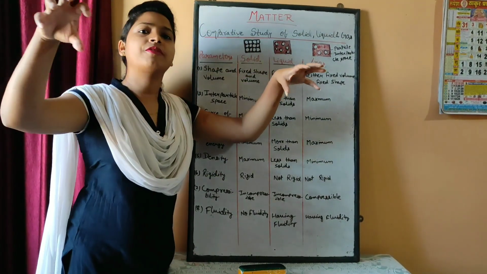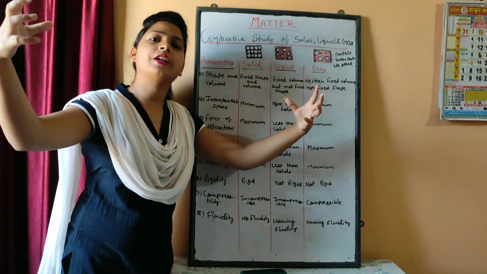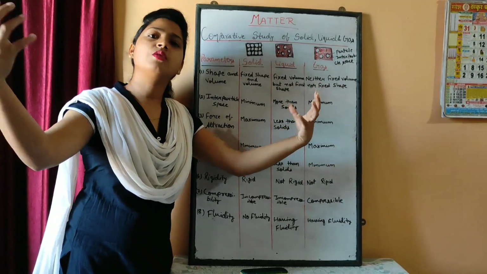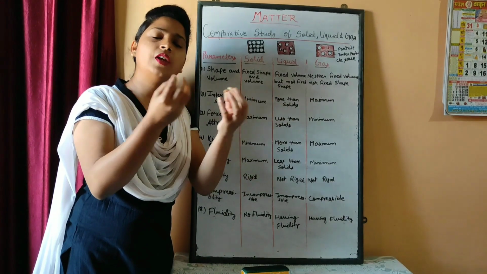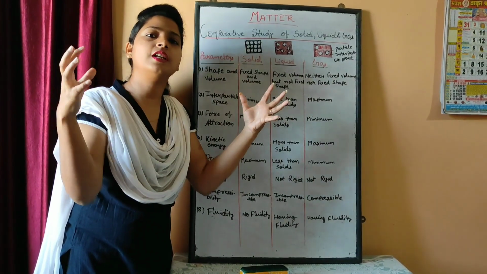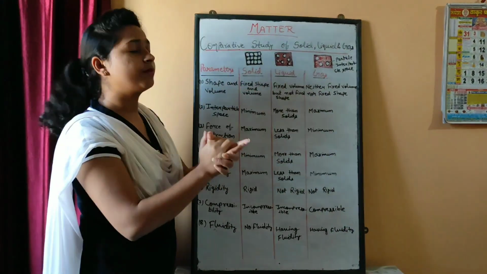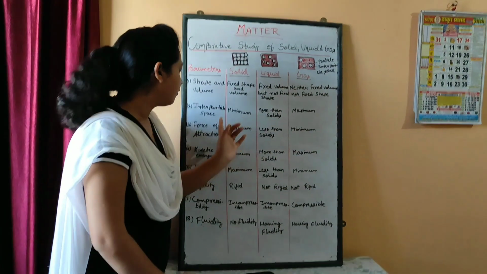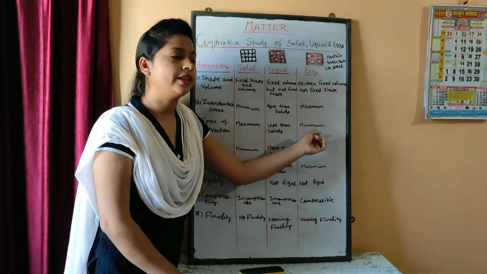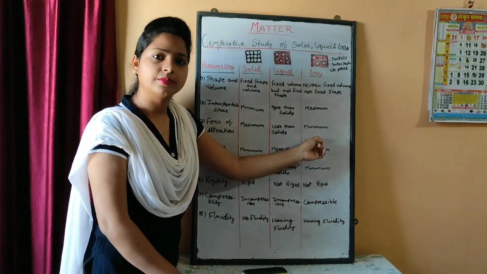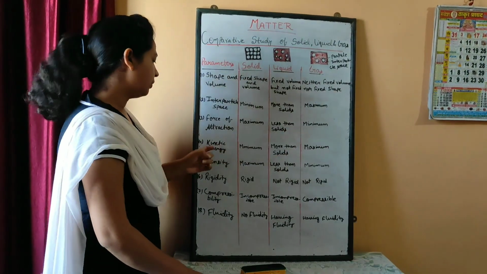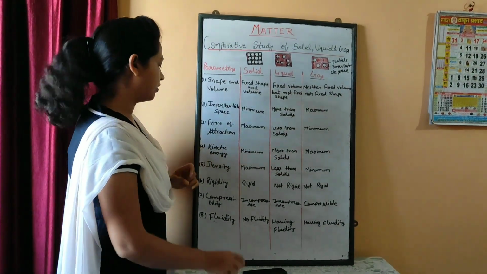Since the particles are free to move, since the particles are far apart, there is no attractive force, or rather a very thin, very small attractive force which holds them together. That's why the force of attraction is minimum in the case of the gaseous state. Clear? Now the next one is kinetic energy.